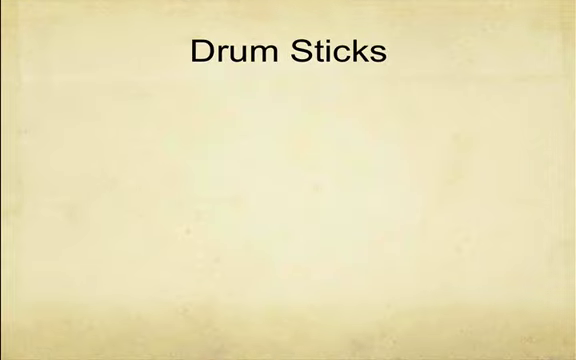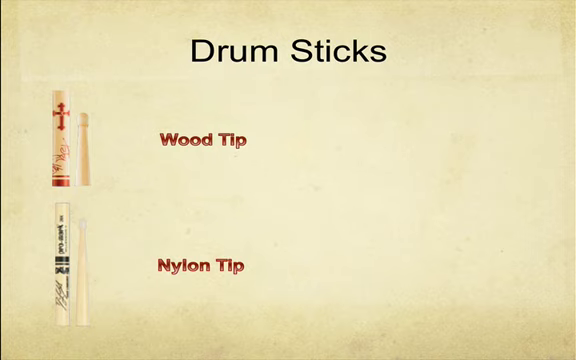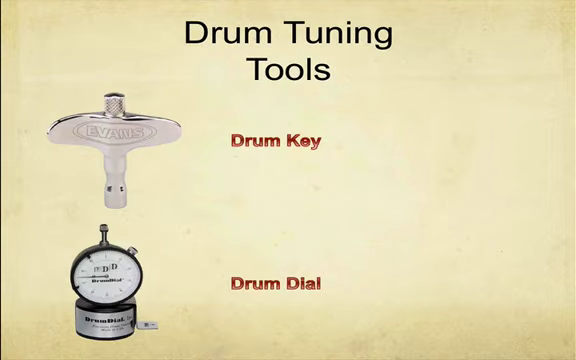Now, with the sticks, it's a little easier because there's really only 2 types of sticks. Most sticks are made out of wood, though there are some plastic components used, but you can have a wooden tip or you can have a nylon tip. Very minute differences in sound, not a really big deal, and really the drummer's preference. Now, drum tuning is where it gets really tricky, and it really becomes important to have the correct tuning when you're in a recording session.